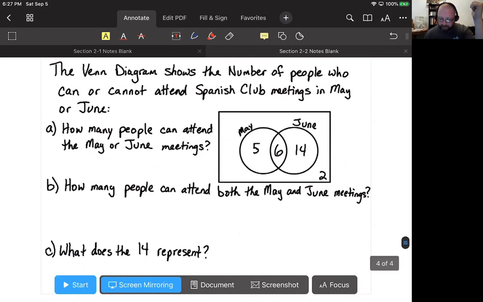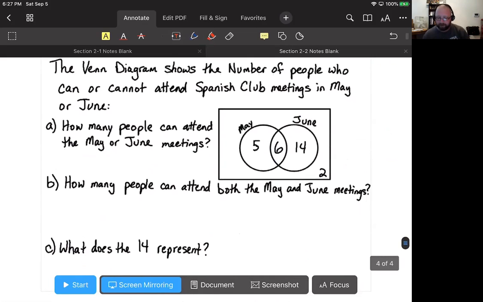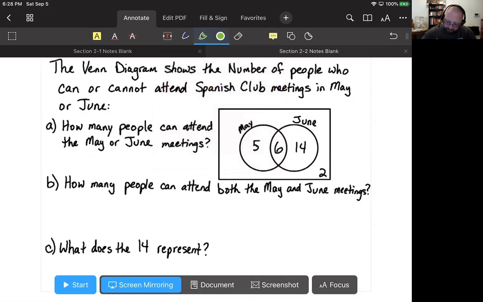So here's a Venn diagram showing the number of people who can or cannot attend Spanish Club meetings in May and Spanish Club meetings in June. So the circle on the left represents the people who are able to go to the meeting in May. The circle on the right represents the people who are capable of going to the meeting in June. So the first question says, how many people are able to attend the meetings, the May or June meetings?